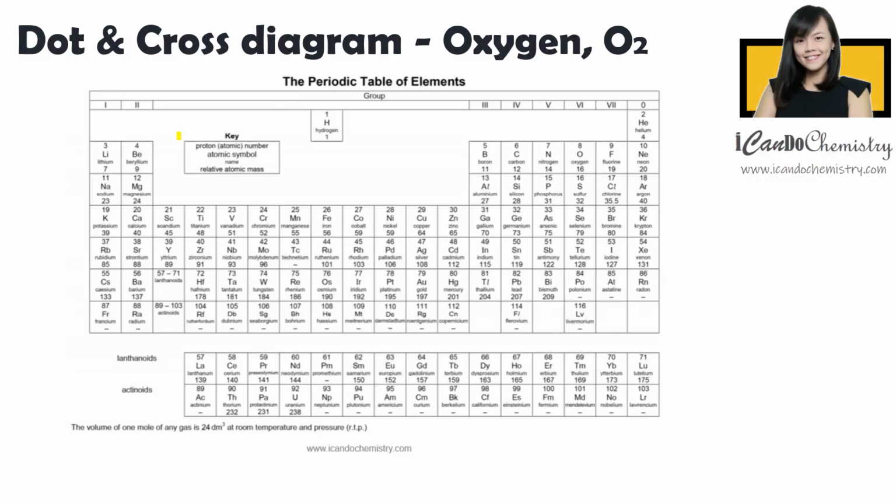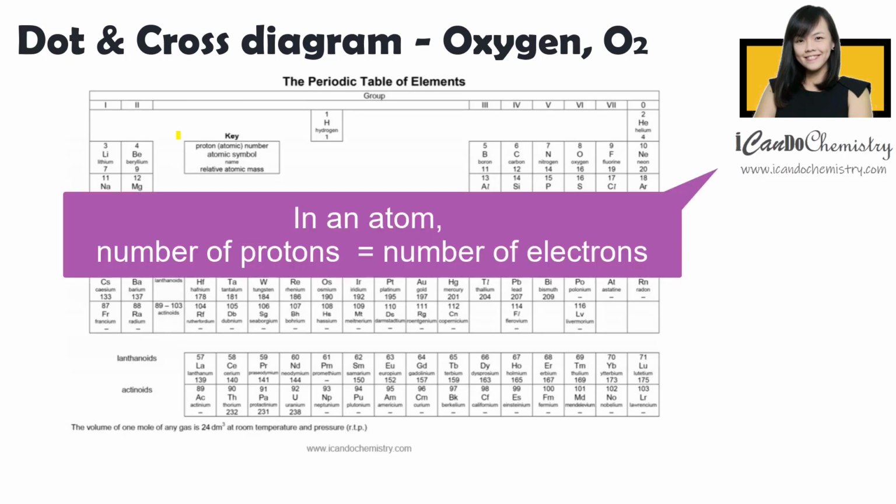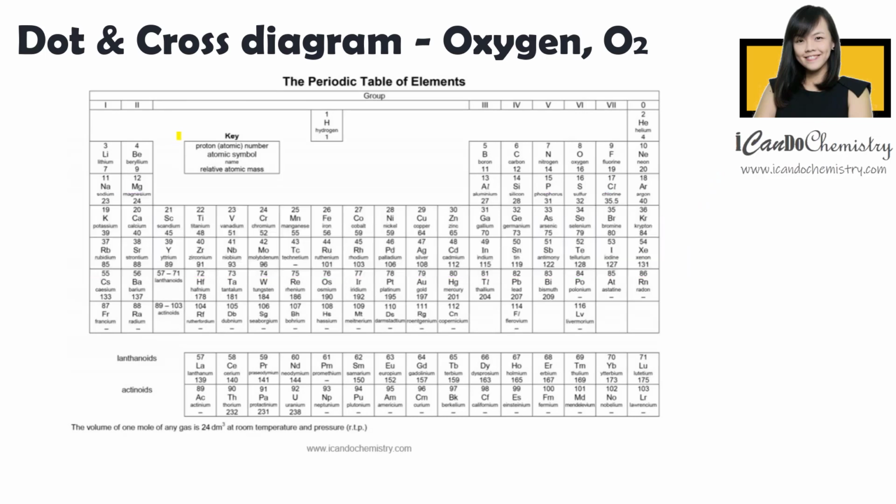To start drawing the dot and cross diagram, we need to determine how many electrons this particular element has. And how would I know how many electrons it has? Now back to atomic structure, we know that in an atom, the number of protons and electrons must be the same. Now in the periodic table that you have in the exam, you can just refer to the key to know what each of the numbers represents.